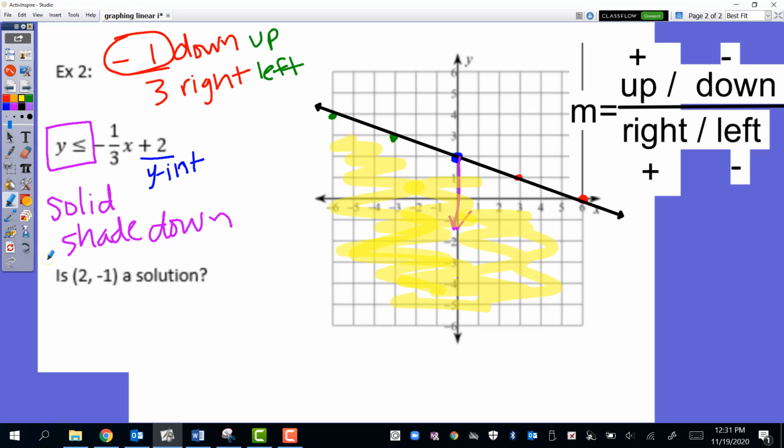Okay. So these are the important things, the new things. Did you pick the right kind of line, solid or dashed? And did you shade up or down? That is the only new part of what we are doing today. So if you need to, rewatch the video. Otherwise, go ahead and start the practice.